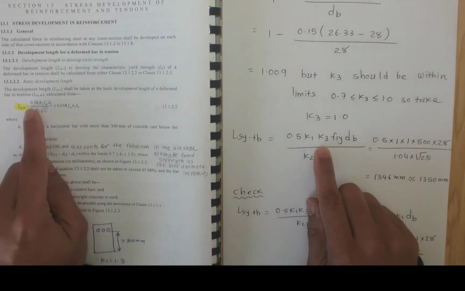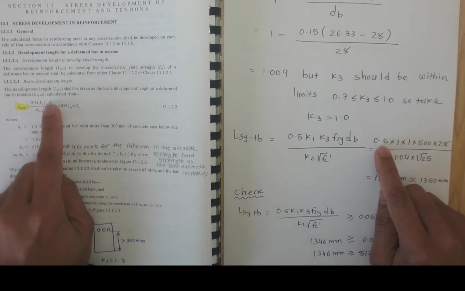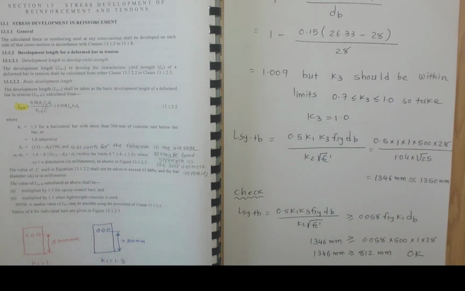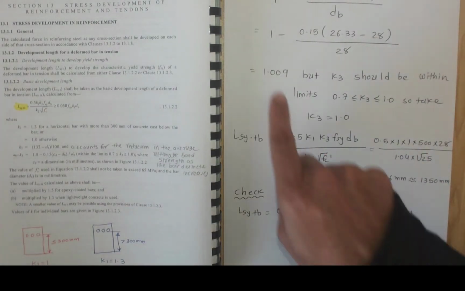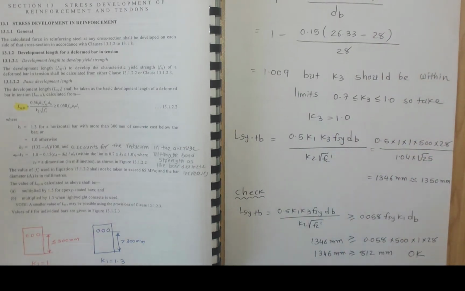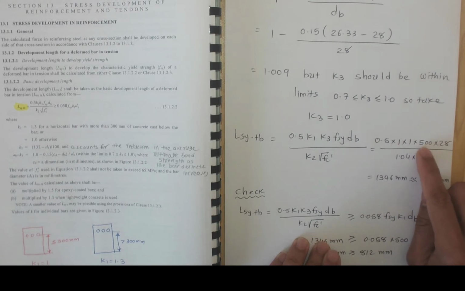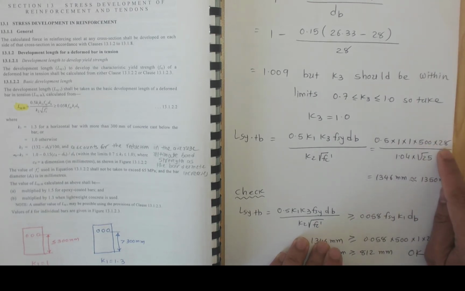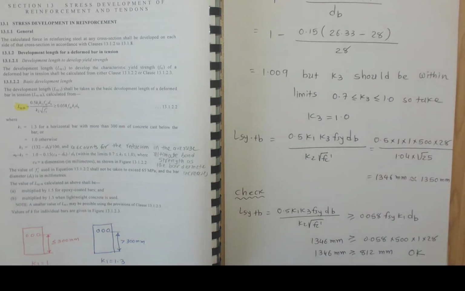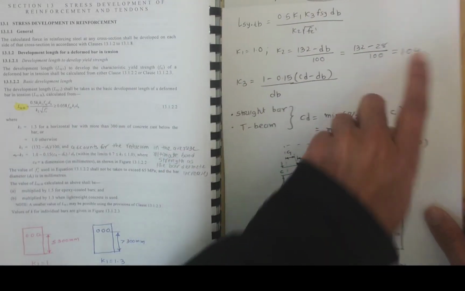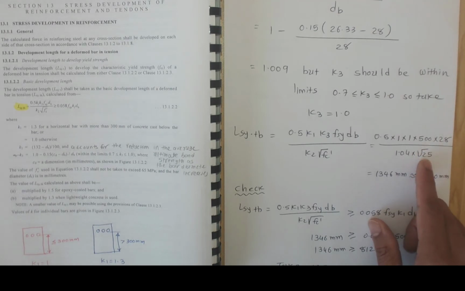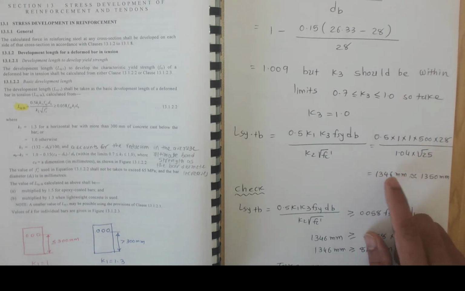So we have this equation which is given here. I substitute the value 0.5 K1. K1 we calculated is equal to 1 here, times K3 we just found, 1. The yield strength of the bar is 500 megapascals. I think I showed you that one in the previous video. We used that 500 megapascals bar yield strength, and then there is the 28 millimeter bar diameter given in the questions. And K2 we found 1.04, and times the concrete strength, which is 25. It gives me 1346 millimeters.